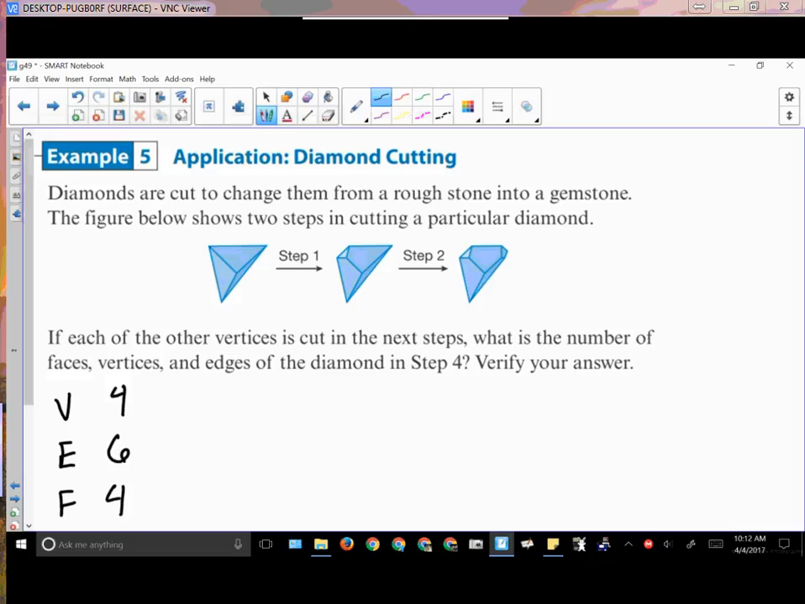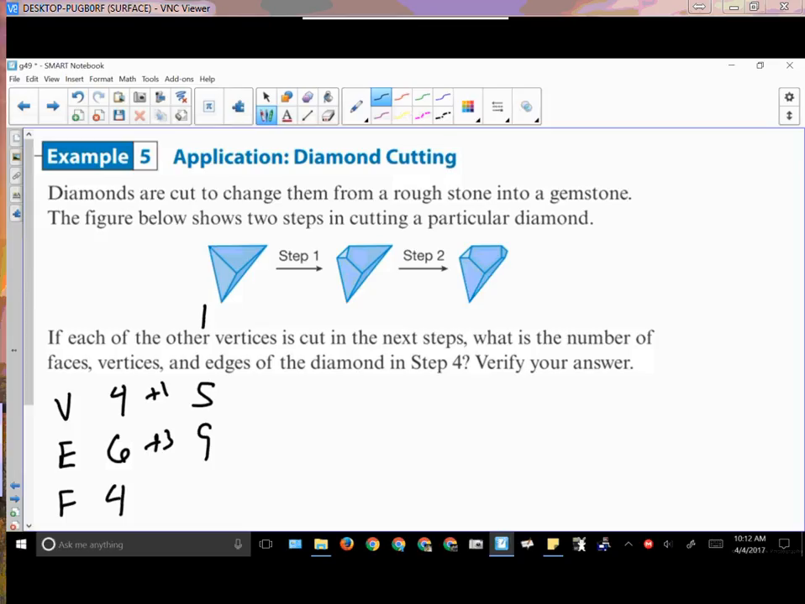So after I do the first cutting, how many faces do I have now? Well, I've got 5, so that means that we added 1 to it, right? How many edges are there now? 9. Well, it looks like I added 3 edges, right? So now I'm at 9.